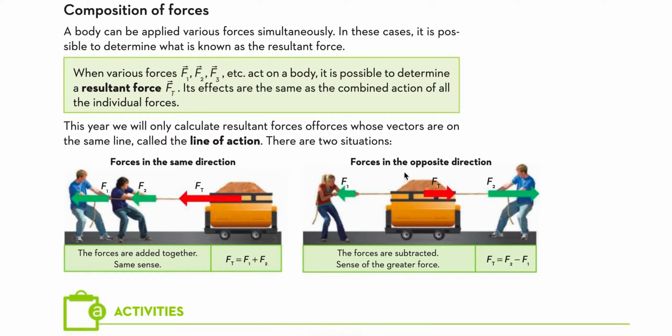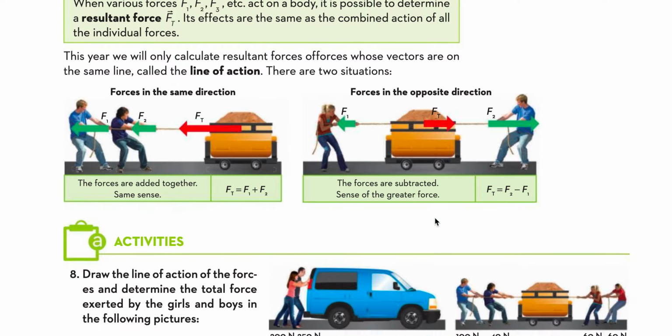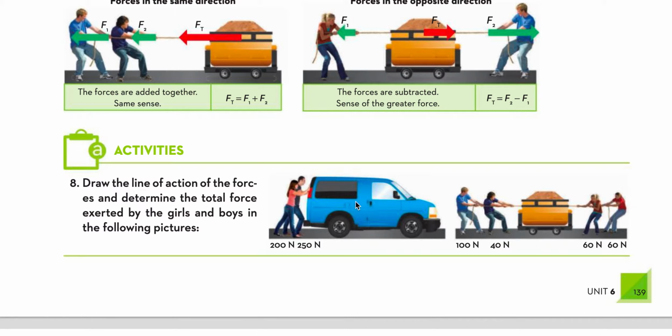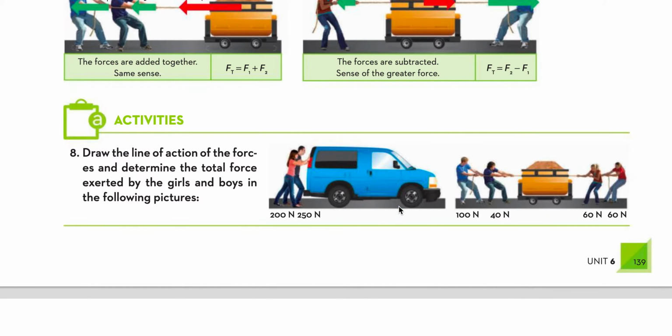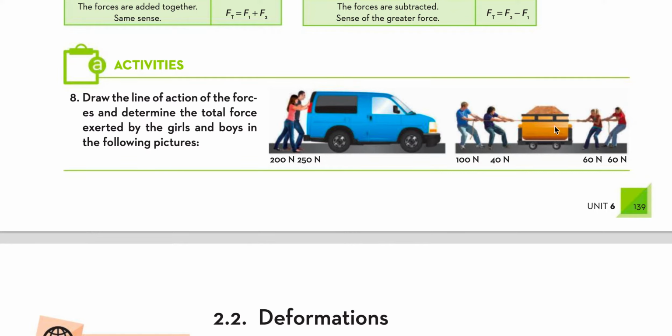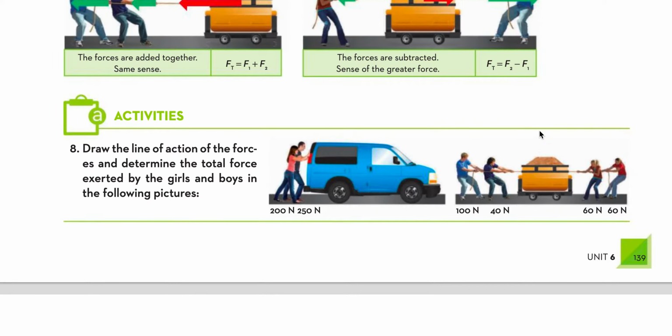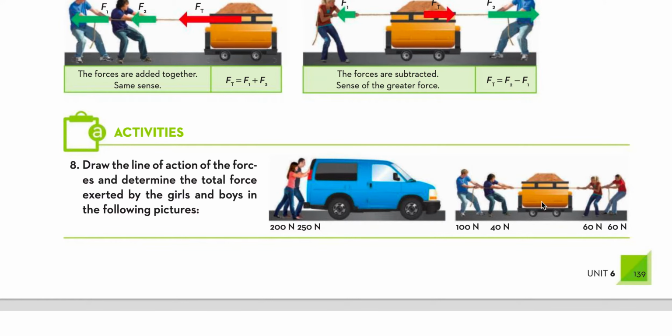But when they are opposite forces in opposite directions, F1 and F2, what will happen here? The total force depends on these forces, and you need to subtract them. In this case, this arrow is greater, is larger than this other one, so we can subtract this F1 from the F2 to get the total force. The same happens here, trying to push a car, or even for people trying to move this trolley with the sand.